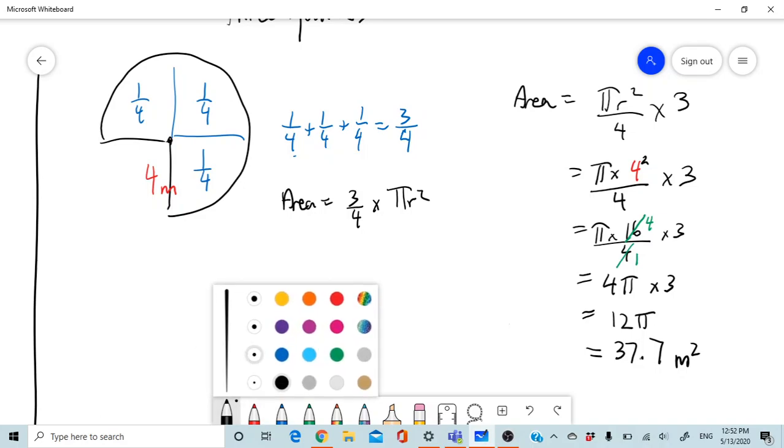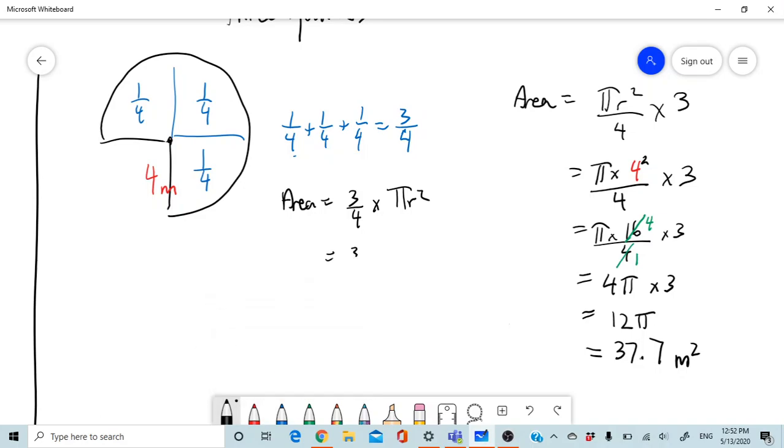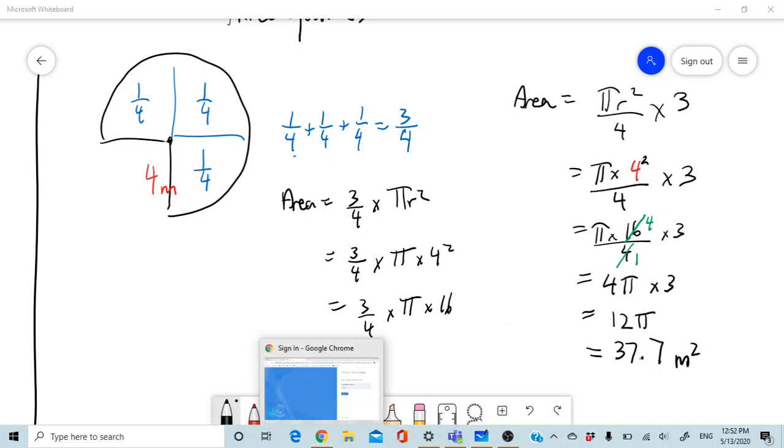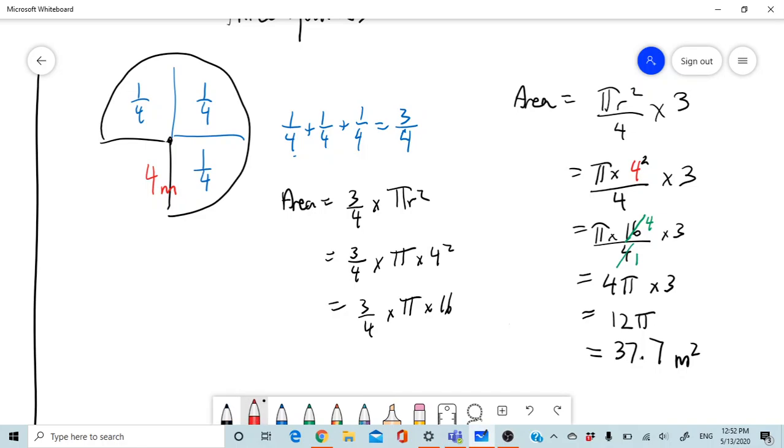Alright, if we were to do it this way, you would end up with the same result. 3/4 times pi times 4 squared, 3/4 times pi times 16, and you just find the same answer. Alright, this cancels out 4, so we could then have a 4 here, so it would end up being 12 pi, same as before. Alright, pause the video if you wanted to see that a bit longer.